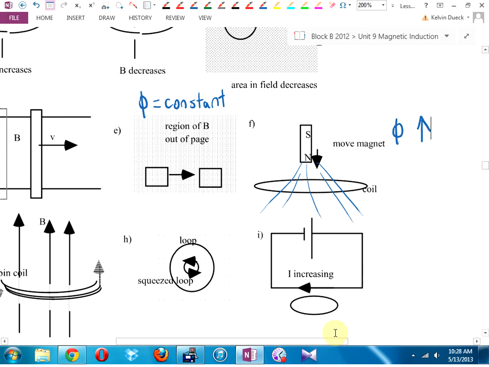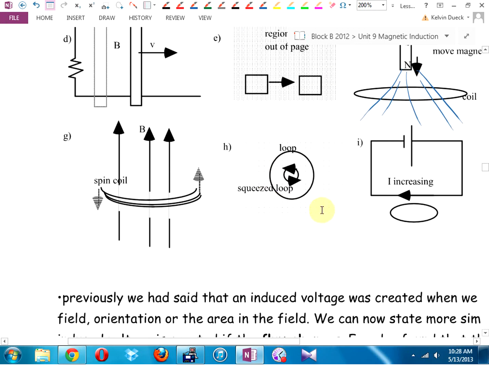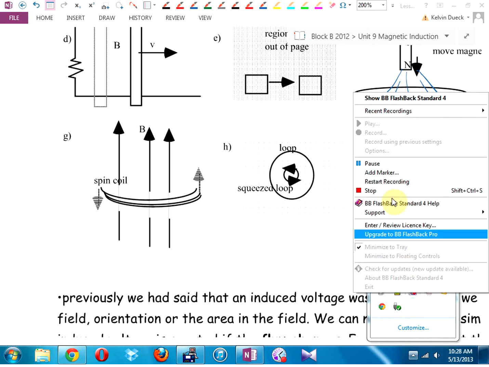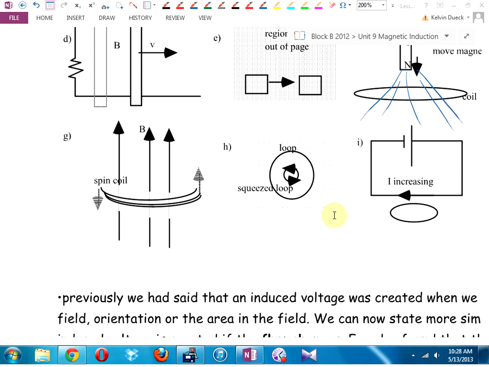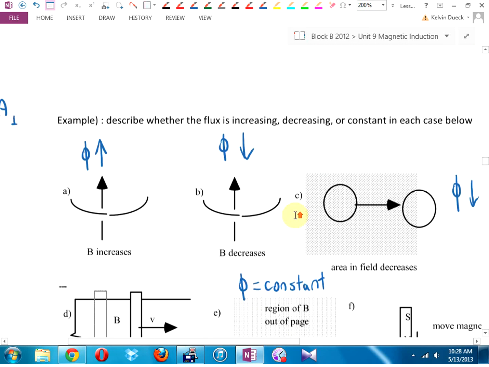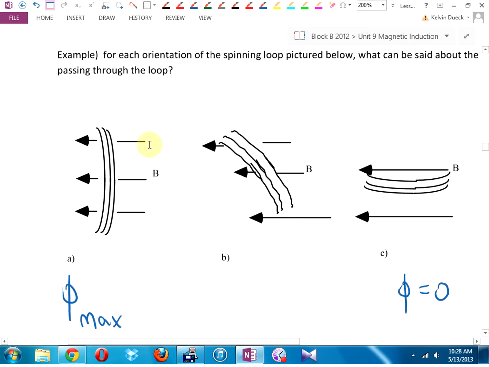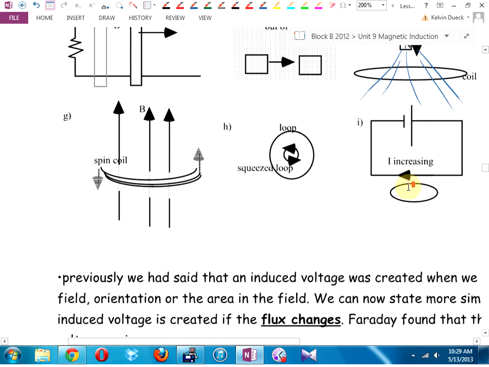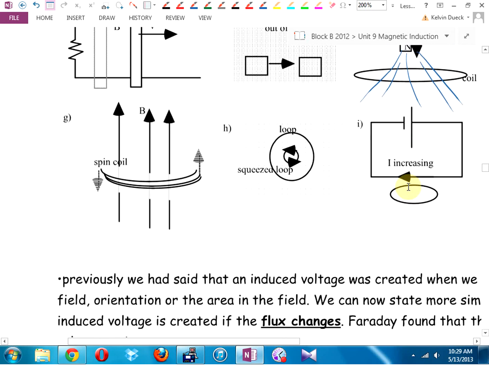What about situation G? If we're spinning the coil and we start here and we allow the coil to start to spin in that direction, what do you think is going to happen? Well, looking at situation G, I think actually that's a different view of this right here. Are you not going from full flux to, if it continues to spin, that? So, is your flux going to increase or decrease? Decrease. Goes from max to 0.